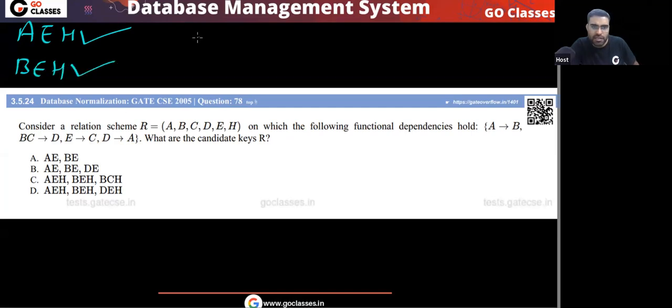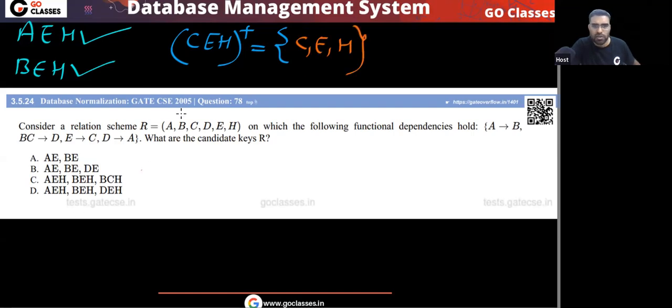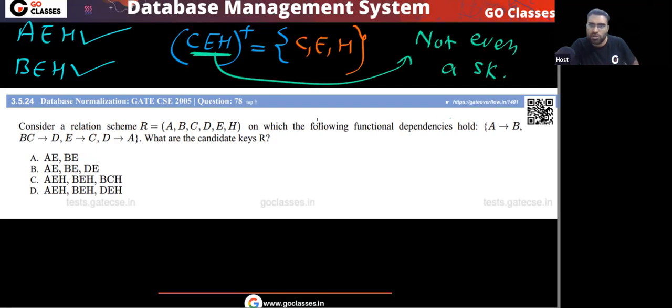Now we have to check CEH. Okay, let's check CEH. Is this a candidate key? Will it bring everything? See, this can bring CEH only, nothing else. So definitely this is not even a super key. Yes or no? Okay, now you tell me. Now you have to check DEH. What is the closure of DEH?